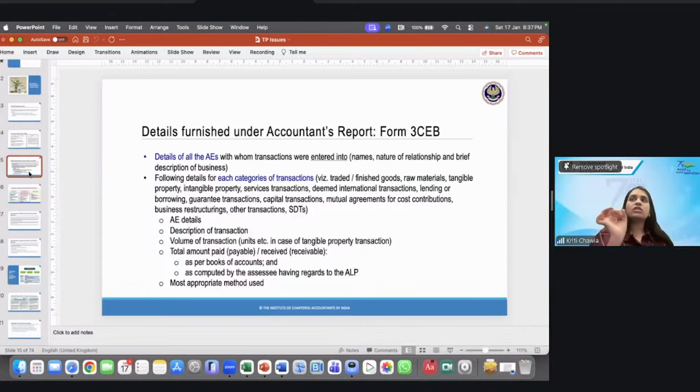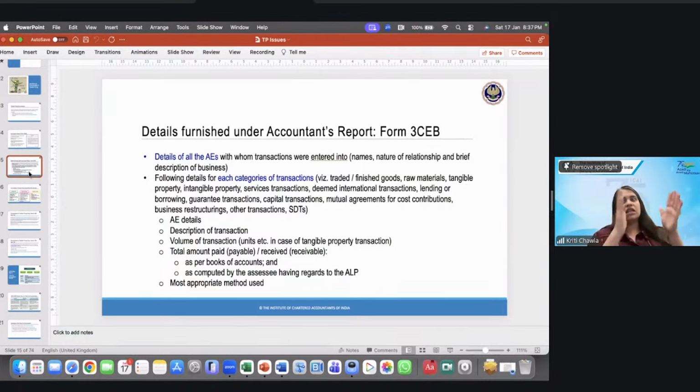There is another clause in part B which says service transaction, or deemed international transaction, guarantee transaction, borrowing transaction, capital transactions, etc. So what you have to do is, which clause do you fall under? Is it a service transaction that you've undertaken? If yes, go to that particular clause and then fill in details.